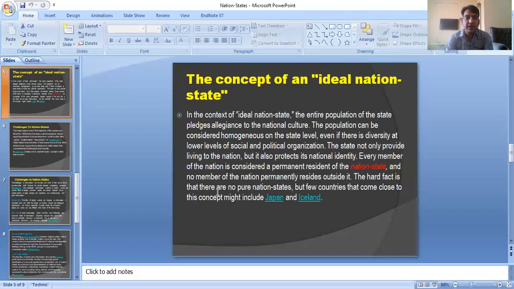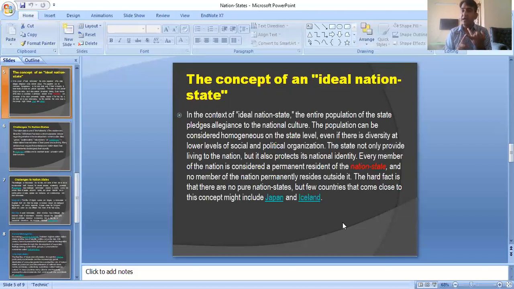The hard fact is that there is no pure nation state, but few countries that come close to the concept might include Japan and Ireland. This is a very hard fact. This is the truth that in today's world there is no pure nation state. If you talk about the characteristics of nation states, there's no country which we would call, in true terms, a nation state. To some extent, it has been said that Japan or Iceland are the nation states of the world. But otherwise, there are almost non-existent countries which are being called nation states.